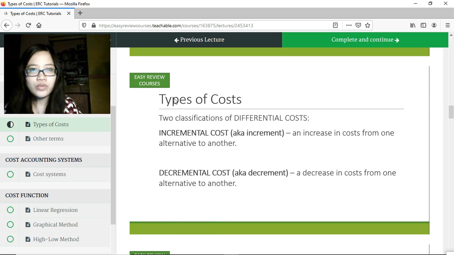Okay? And then we have types of costs again. Two classifications naman nung differential costs. Di ba kanina earlier, differential cost siya, mag-ibig sabihin, magkaiba siya between the options. Okay? Incremental cost, aka increment, ito na yung increase in cost from one alternative to another.